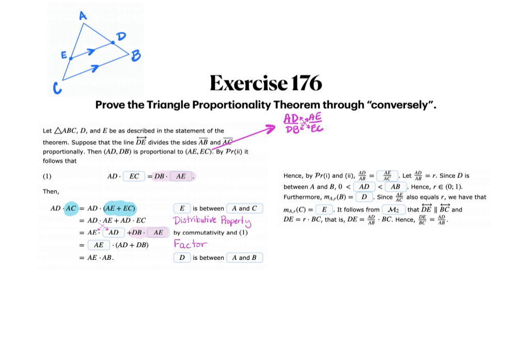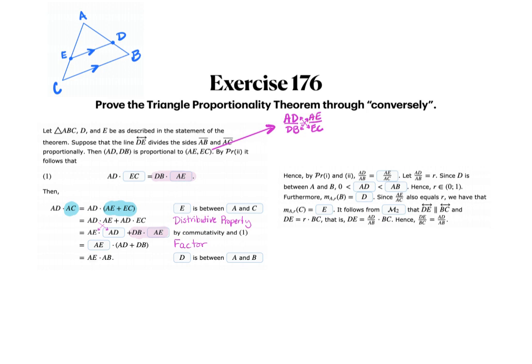Whenever I'm setting up ratios looking at a triangle, I really just follow a pattern. So you'll notice that I have AD divided by DB. Here's AD, top right, divided by lower right. That's going to equal AE, top left, divided by lower left, EC. Now by PR2, it follows that my cross products are equal. You'll see AD times EC equals DB times AE.